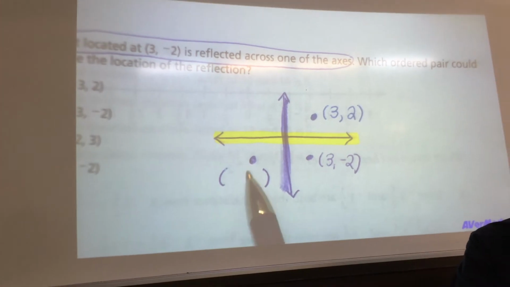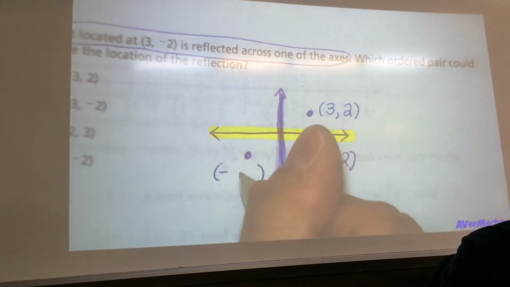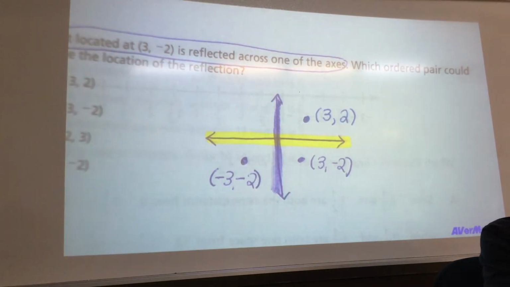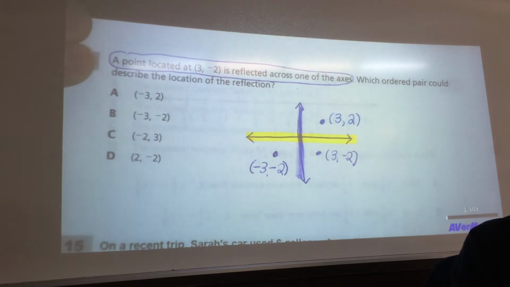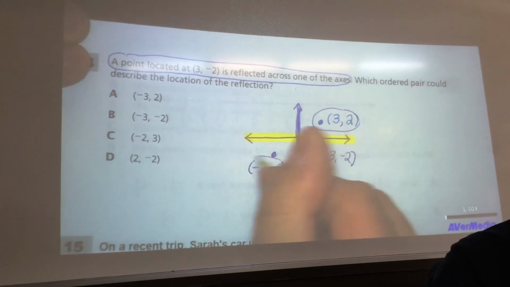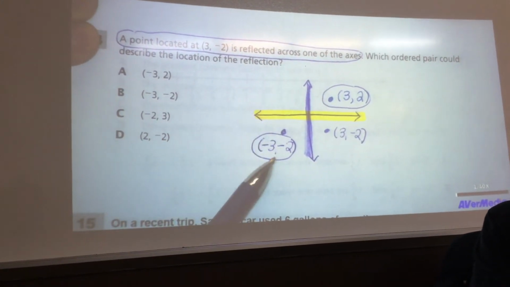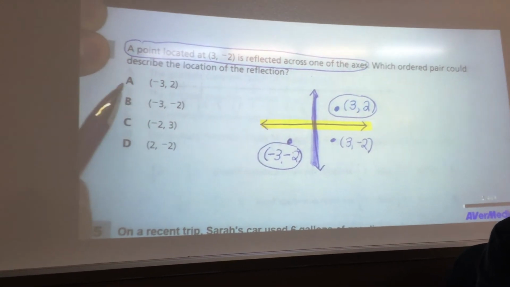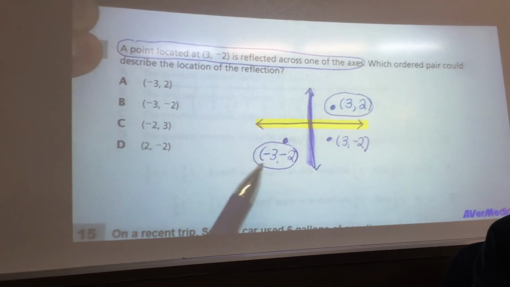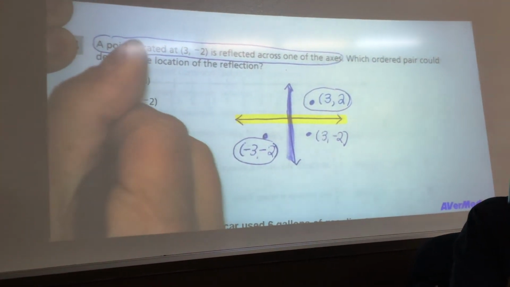Alright, if you're back, we are in this quadrant, which means we should have both negatives. So this would be (-3, -2). So now we're going to look back at our answers and see if either of them are this or this, because it said it's reflected across one of the axes. So do you see (3, 2) anywhere? I do not. Do you see (-3, -2)? I see it right here.